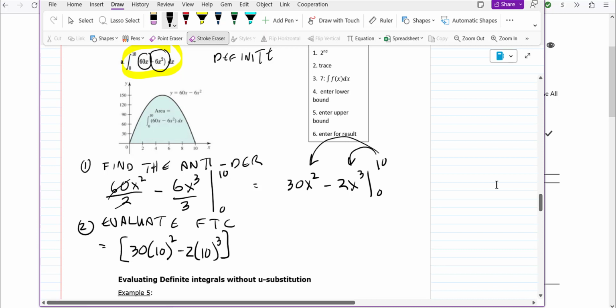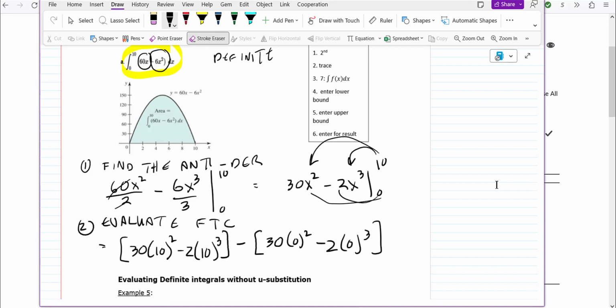Then you plug in the lower limit, and usually you really like it if there's a 0 there because it makes it a little easier. So we're going to plug in 0: 30 times 0 to the second minus 2 times 0 to the third, and then you subtract in that order. That's what the fundamental theorem of calculus says: after you get the antiderivative, this is how you get the precise area under the curve.